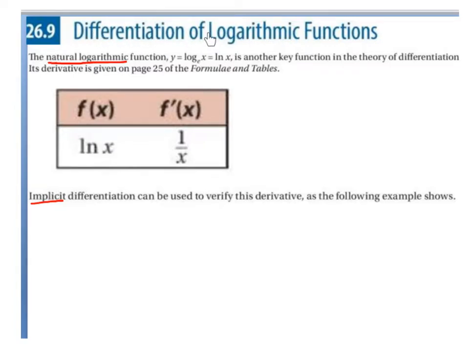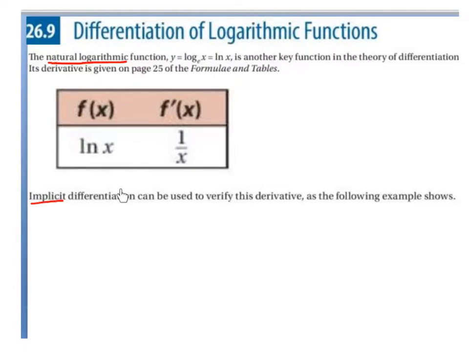Differentiation of logarithmic functions. The natural logarithmic function y equals log base e of x, which is ln x, the natural log of x, is another key function in the theory of differentiation. Its derivative is given on page 25 of the formulae and tables. So if f of x equals ln x, then the derivative f prime of x is 1 over x.